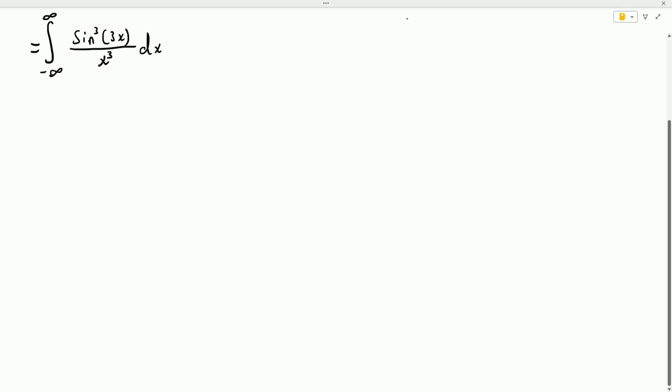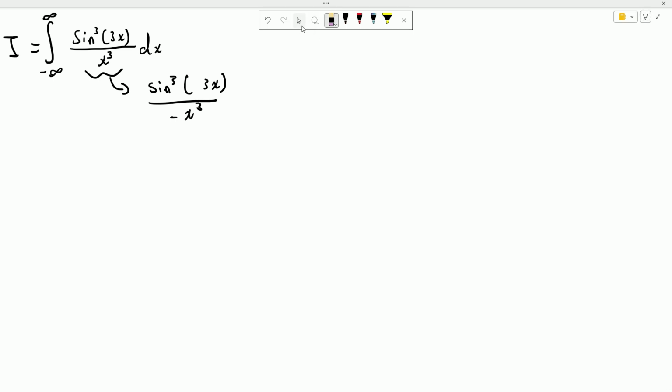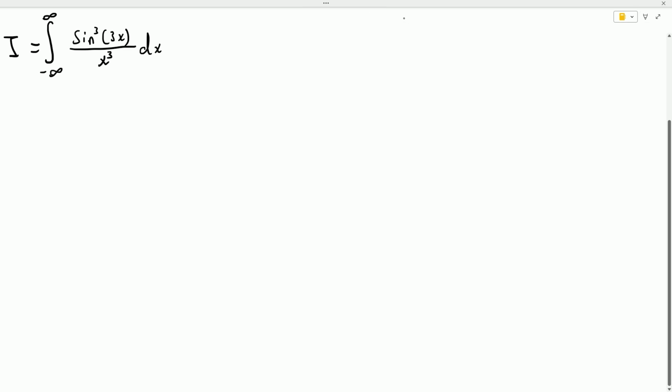Well, let's call this integral I. And now let's notice that if we substitute negative x for x in this function right here, we're going to get the sine cubed of negative 3x all over negative x cubed. And because sine is an odd function, we could just write this negative outside here. And of course the negatives will cancel each other out, and we're going to be left with the same function that we started with. And this indicates that this function is an even function, which means that it is symmetrical about the y-axis. Thus, this integral could be rewritten as twice the integral from 0 to infinity of the sine cubed 3x all over x cubed, and of course we have the dx.